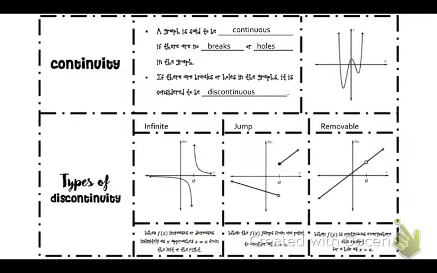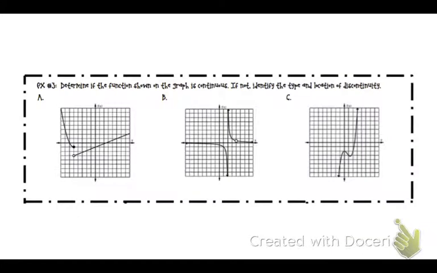So there's infinite, jump, and removable. Removable is the hole. Jump is when you just jump from one spot to another spot. Infinite is when there's an asymptote. Okay? So let's determine if these graphs are continuous, and if not, we have to identify the type and location of the discontinuity. Okay? So let's look at example A.